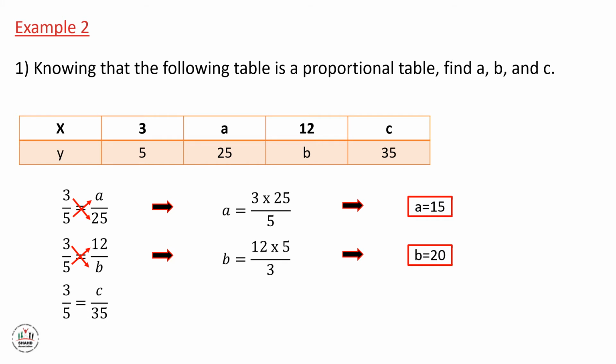Again, 3 over 5 is equal to C over 35. Always try to use the given fraction to avoid mistakes, because you might be wrong in your calculations. So 3 over 5 is equal to C over 35. Again, by doing cross multiplication, C will be equal to 3 times 35 over 5, which is equal to 21.